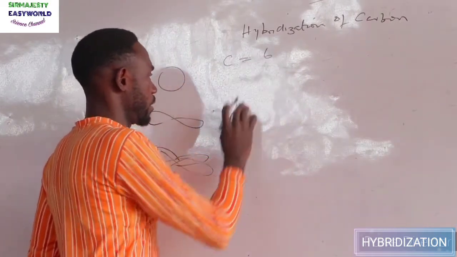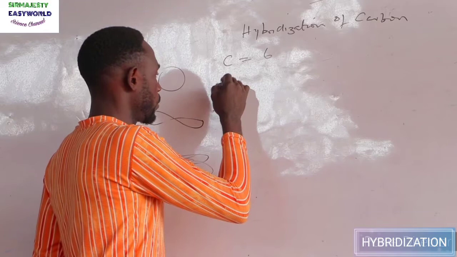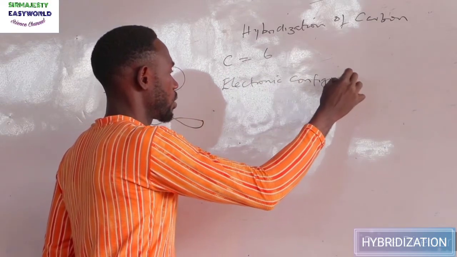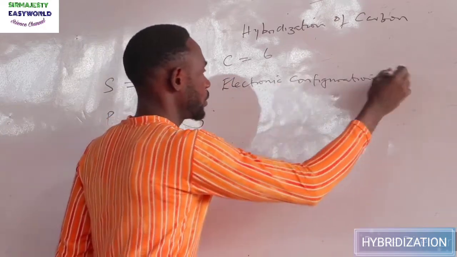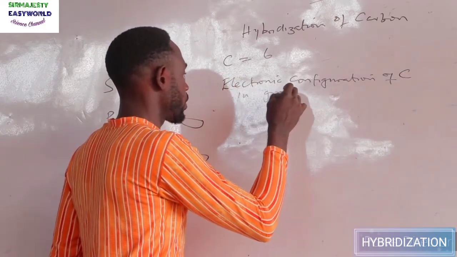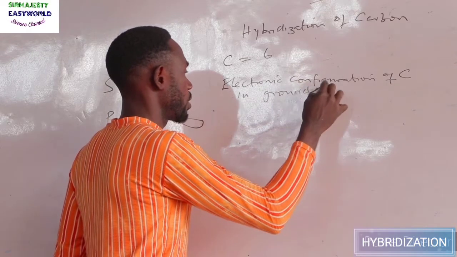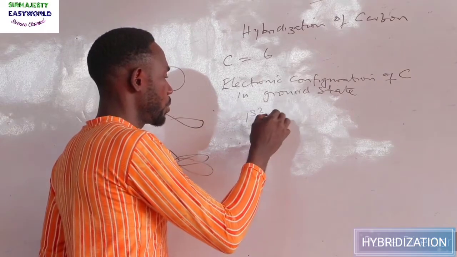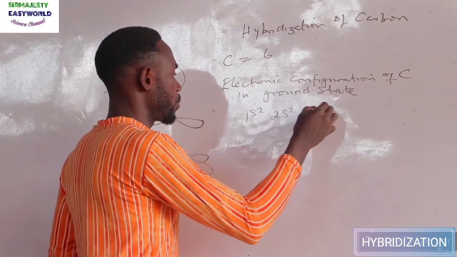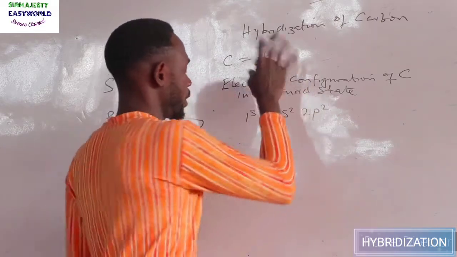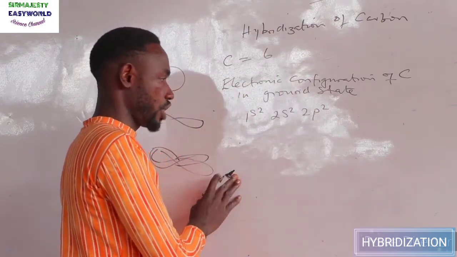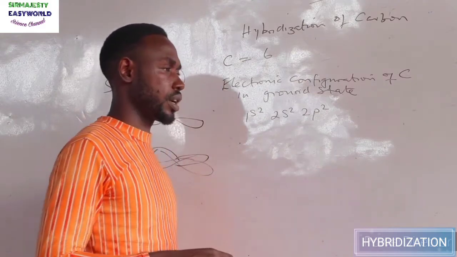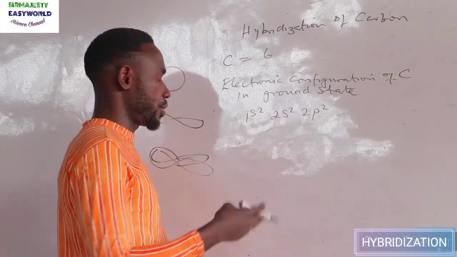First, carbon is number 6. That's the atomic number. So let's take a look at the electronic configuration of carbon in ground state. Carbon is 6, which means we have 1s2, 2s2, 2p2. That's 2 plus 2 plus 2, which will give you 6. If you don't know how to write this electronic configuration, check other videos on this channel where I taught you the easy cheat on how to write electronic configuration. Within a few minutes, you'll be a master of that.